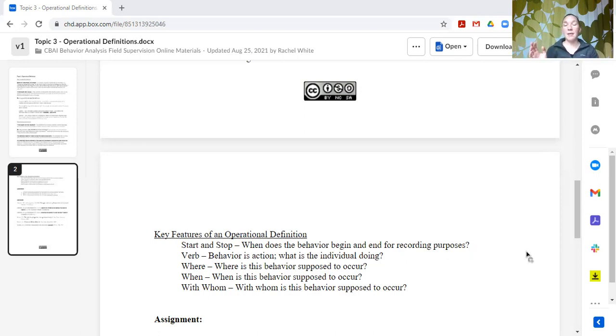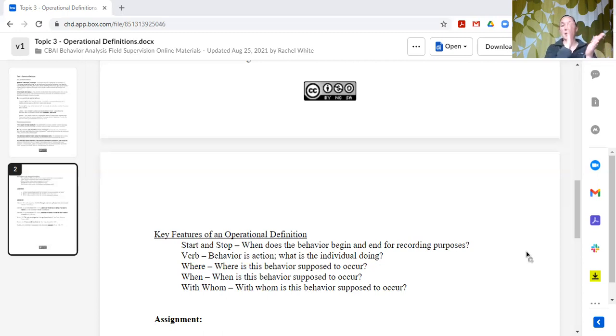So I might say that my operational definition for hitting someone would be that the learner moves their hand with an open palm and makes contact with another person with force great enough to change the direction of the other person. If I'm just touching, then that wouldn't count as a hit. It starts the moment the learner makes contact. It ends the moment contact ends. So that would be three separate contacts.